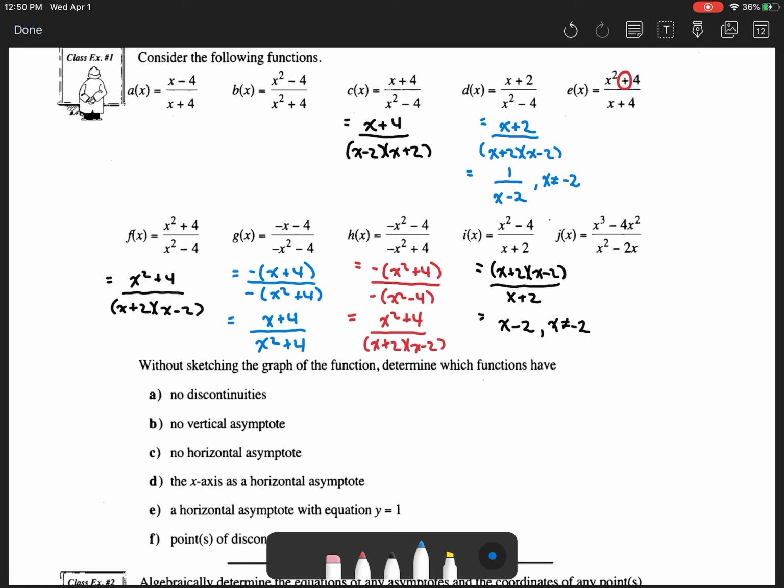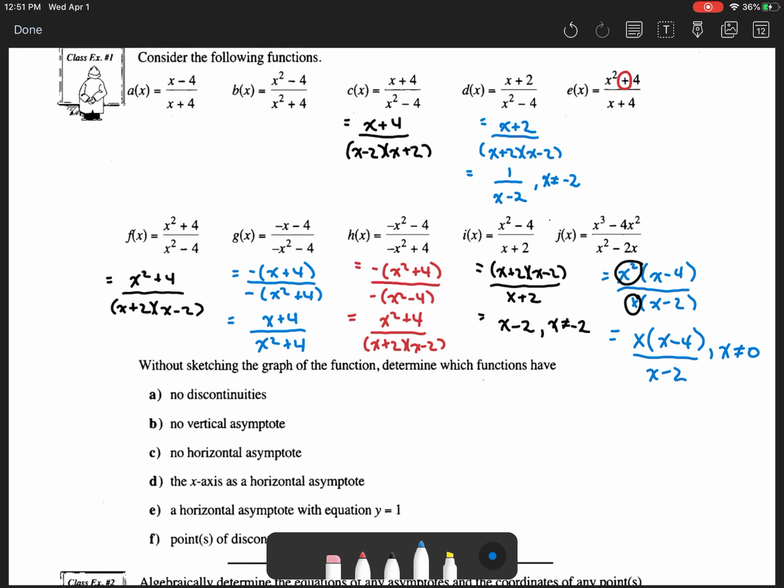All right. And then the last one here, j of x, a little bit more work here. So in the numerator, I can actually factor out an x squared, leaving me with x minus 4. And in the denominator, I can factor out an x, and that'll leave me with x minus 2. The only thing that I can reduce right now is the x squared and the x, I can cancel an x. So I'll have x minus 4, all over x minus 2. But I do have to remember that x I canceled out as a restriction, so I'll say x can't be equal to 0 as well.